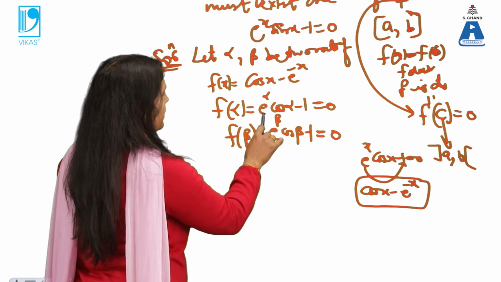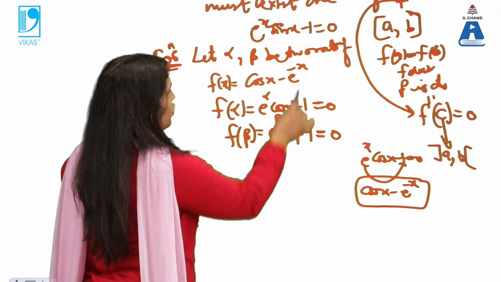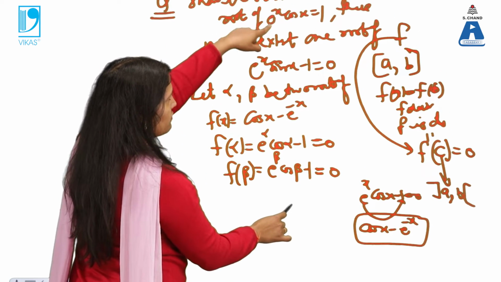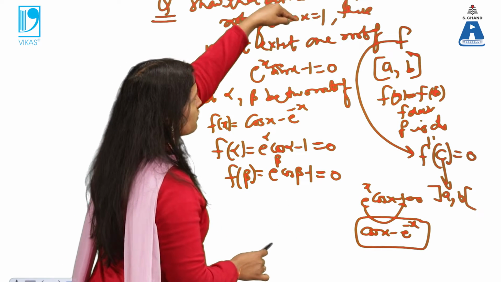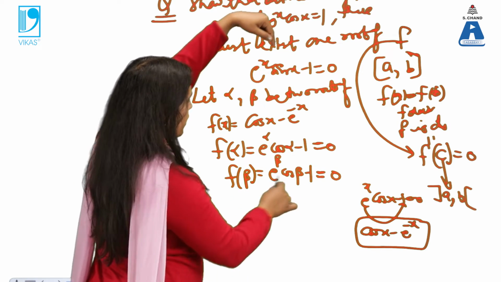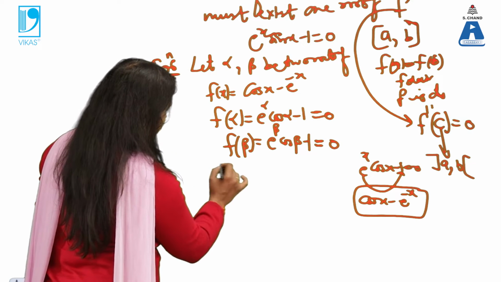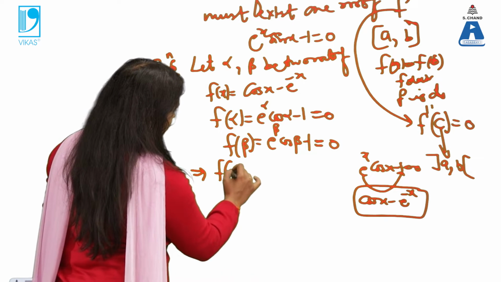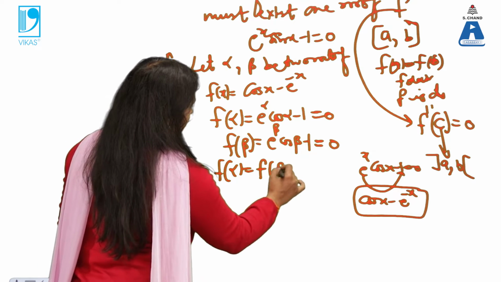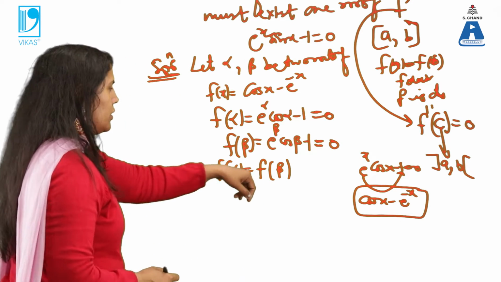Now f of alpha is 0, because of how the function is: e to the power alpha cos alpha minus 1 will be 0, and beta will be 0. So f alpha and f beta are both 0. This implies f alpha equals f beta. This is the third point.